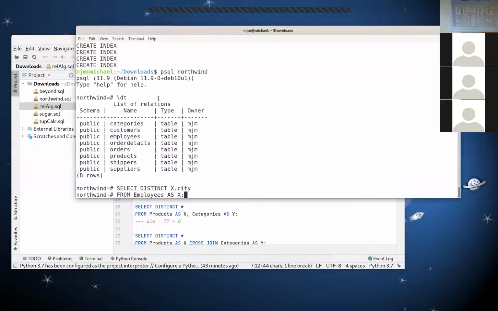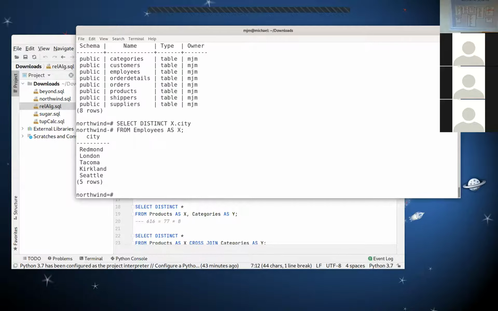And let's see what this is going to do. So this is going to give us the distinct cities from the employee table. There we are. So Redmond, London, Tacoma, Kirkland, and Seattle.